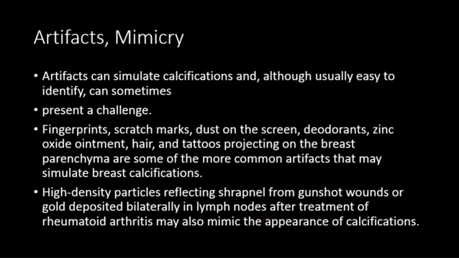Sometimes high density particles like shrapnel from a gunshot wound, or gold deposited bilaterally in the lymph nodes after treatment of rheumatoid arthritis. One of the treatments of rheumatoid arthritis is gold salts, and these salts are absorbed and stored in the lymph nodes, and they might cause some high density calcifications that you see on a mammogram, but they are not due to pathology, they are just artifacts.